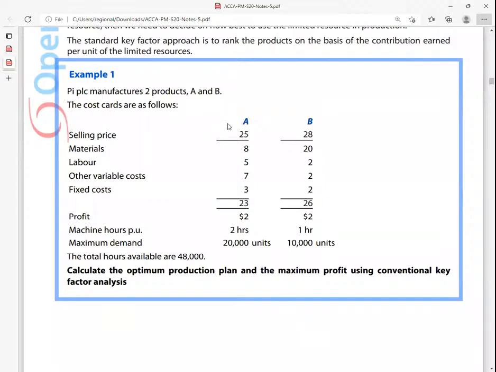Is there somebody who can give me the variable cost of A? So add all the other costs except fixed cost. So the variable cost of A, if we are together here, will be 8 plus 5 plus 7, which will be 20. You can equally take the total cost of 23 and subtract the 3. Whichever way, is there somebody who can give me the variable cost of our product A?